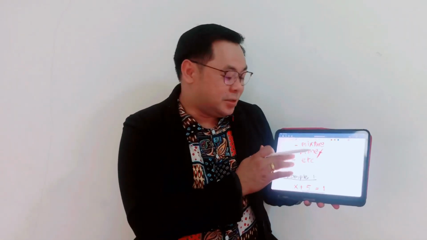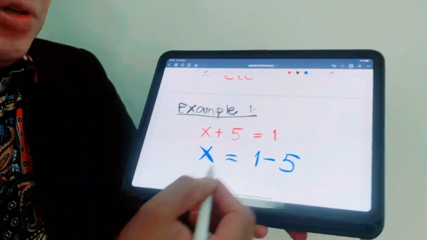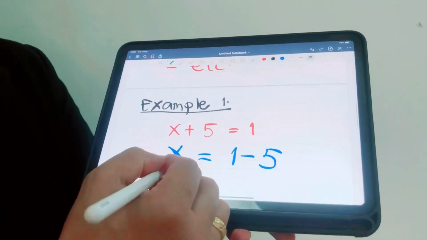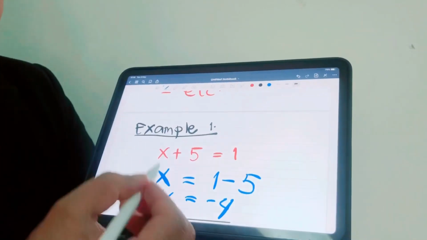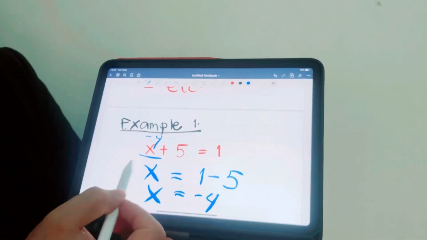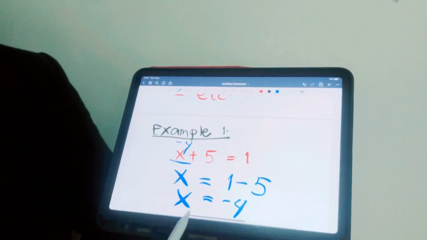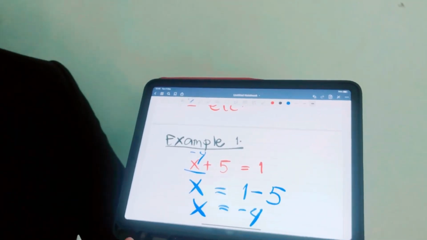So for example, we have here x plus 5 is equal to 1. To find the solution of this equation, first we are going to transpose 5 to the other side of the equation. So we will have x is equal to 1. We change the operation from plus 5 to minus 5. So here we can now have x is equal to negative 4. If we substitute negative 4 for the x here, we have negative 4 plus 5, which gives positive 1. So they are equal to each other. Therefore, negative 4 is the solution of the given equation.